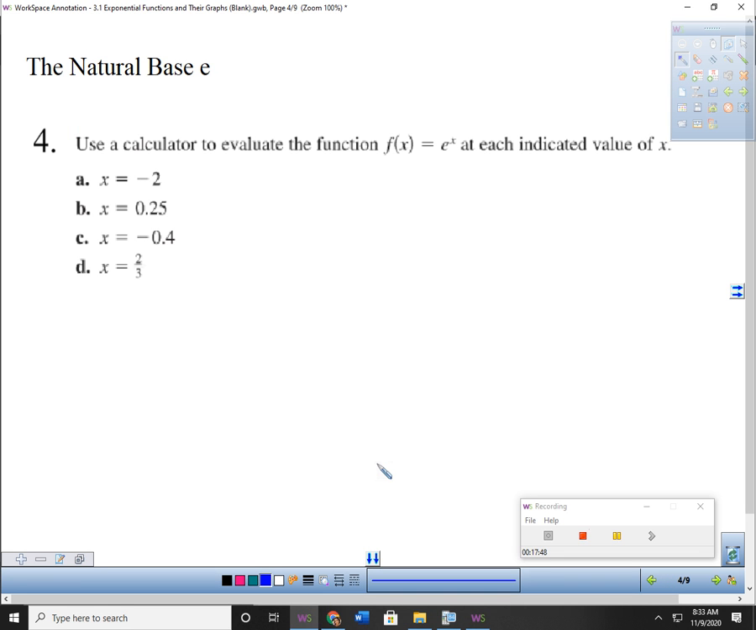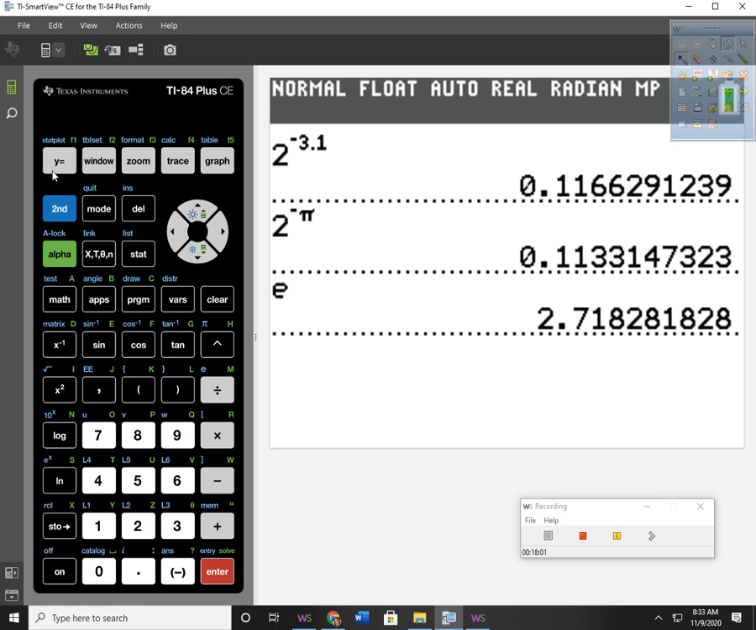And so we're just going to practice for a second plugging this in. If I have e to the x, and I did e to the negative 2, I would literally just take my e, which is second division, and raise that to negative 2.